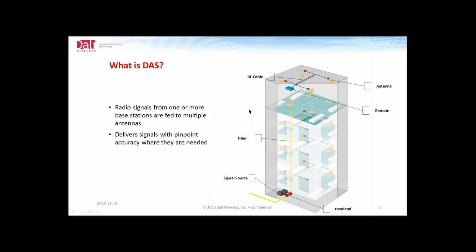I'll just go through this again on DAS. What is DAS? Radio signals from one or more base stations fed to multiple antennas. And the key here is delivering the signals with pinpoint accuracy where they are needed. And again, it's a distributed antenna system. We take a signal source and distribute it out to where coverage and capacity is needed.